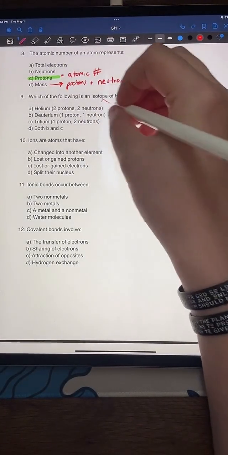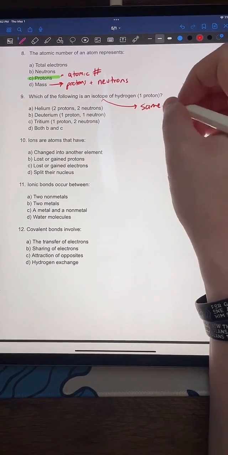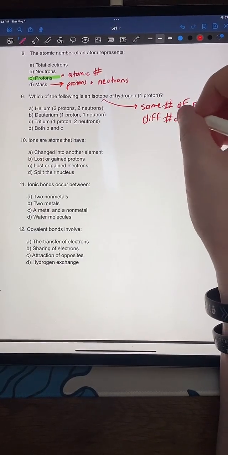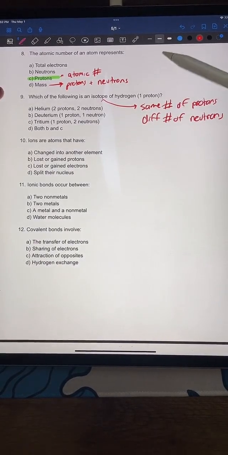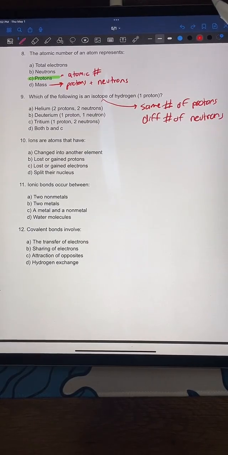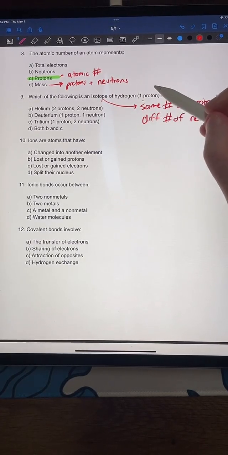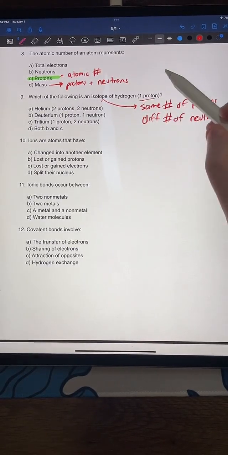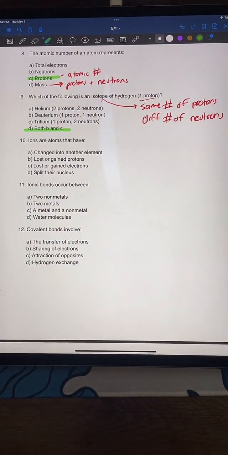But let's talk about what an isotope is. An isotope means that it has the same number of protons, but a different number of neutrons. So if we look through these, we talked about hydrogen. Hydrogen has 1 proton. Helium has 2 protons, so it does not have the same number of protons. It's not A. Deuterium has 1 proton and 1 neutron, and we have 1 proton in hydrogen, so yes, that would be an isotope. Now let's look at answer choice C. Tritium has 1 proton, the same as hydrogen, which has 1 proton. So the answer would be both B and C. As long as they have the same number of protons, they are an isotope.